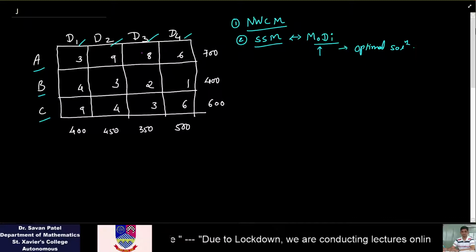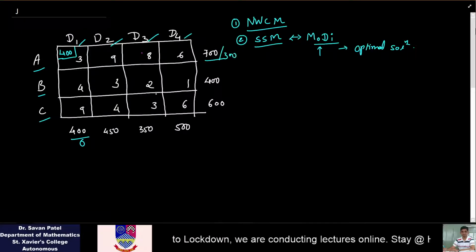Here the minimum of 400 and 700 is 400, so we will transport 400 units from this. Here we are left with 0 and here we are left with 300 units. Now our northwest corner is this. Here the minimum of 450 and 300 is 300, so we will allocate 300 units here. Here we are left with 0, and here we are left with 150 units.